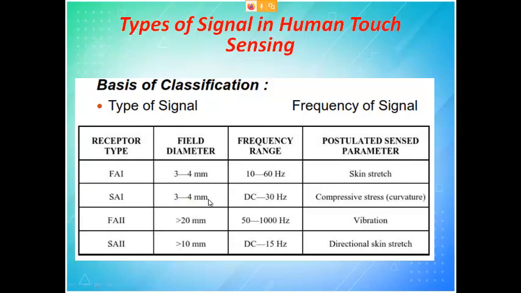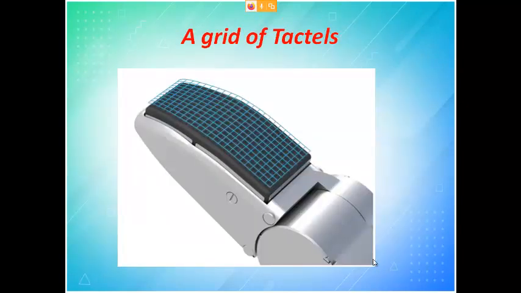If it is like 3 to 4 mm small, it is like skin stretch. Then if it is DC to 30 Hz, you will feel a compressive stress. Then if it is more than 50 to 100 Hz, you will feel a vibration, and then you will have a directional skin stretch itself, so that we will be able to identify the object. So this is how we try to frame the hand of your robot.